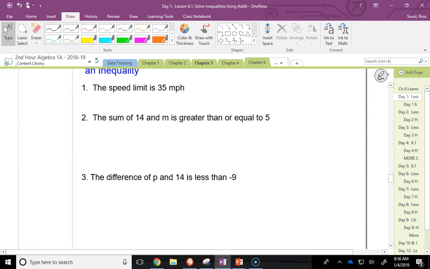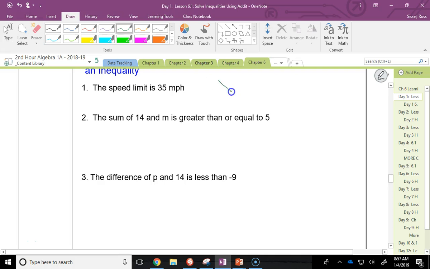Last three I want to do, and then we're going to stop because I want you to do a couple things. Number 1. The speed limit is 35 miles an hour. We have to write an equation for this. Now, if the speed limit's 35, can I go above 35? But not legally. So what sign do you think I'm going to have to use?